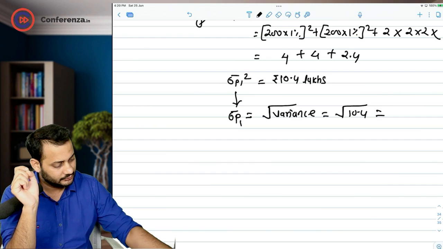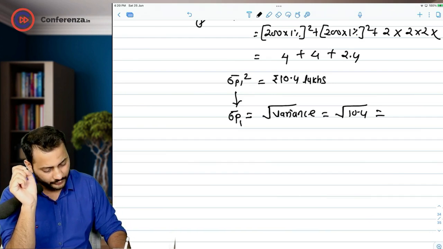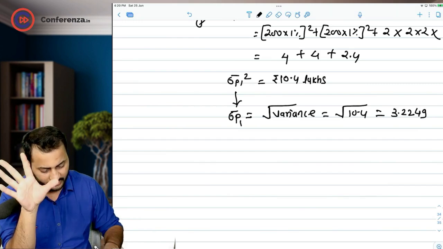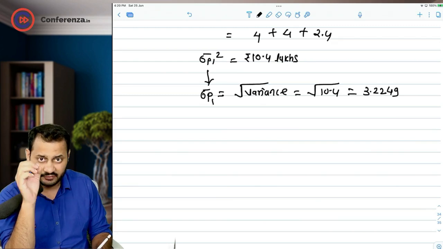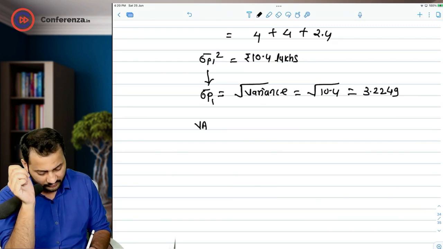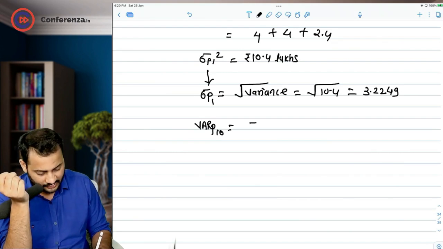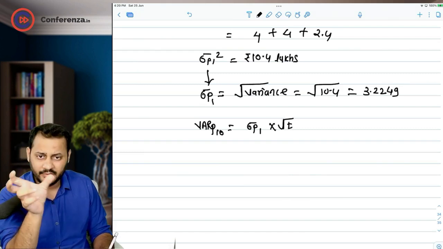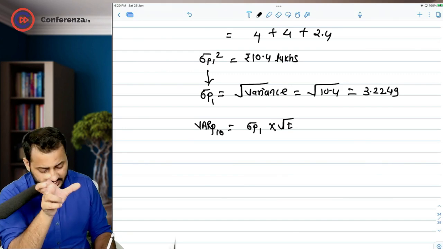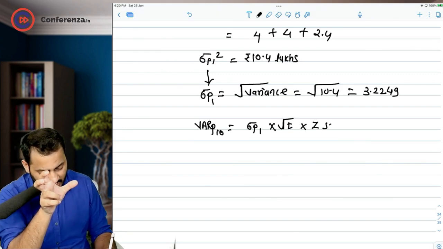That is 3.2249. Four digits, right? We should take 4 digits. Question clearly specifies that. Now we will calculate the VAR of the portfolio for 10 days. Have a look on this formula. Standard deviation of the portfolio for 1 day into under root t, that becomes the standard deviation for 10 days, into z score. Am I right?